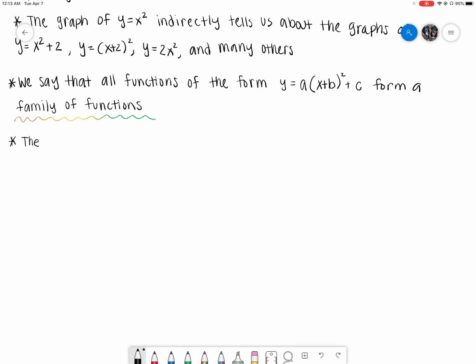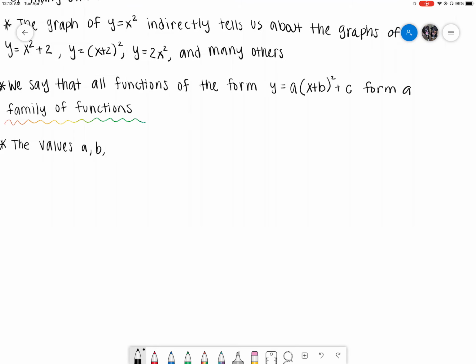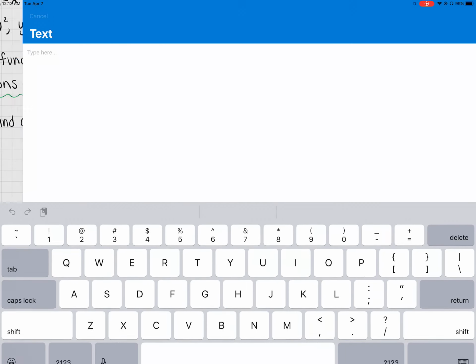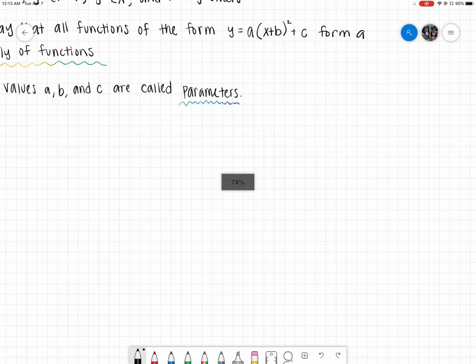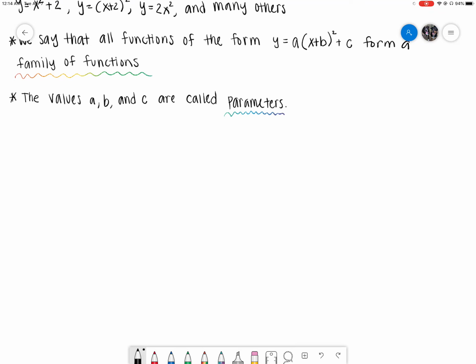The values a, b, and c are called parameters. So the values a, b, and c are called parameters, and different values of the parameters give different members of the family.